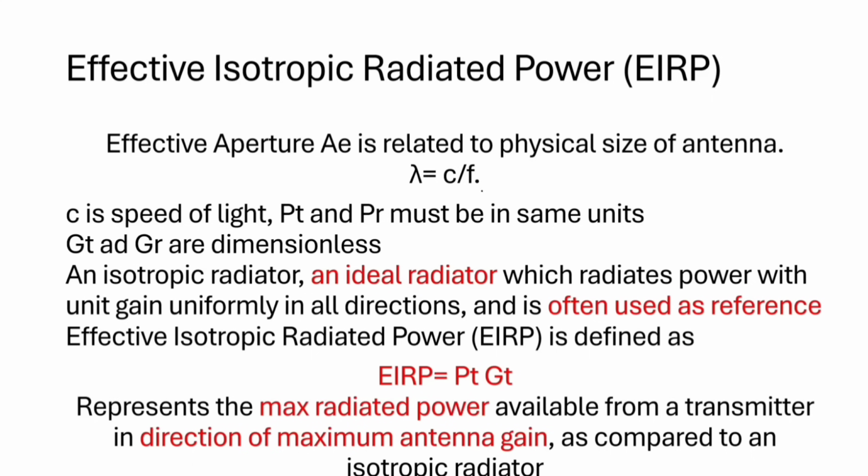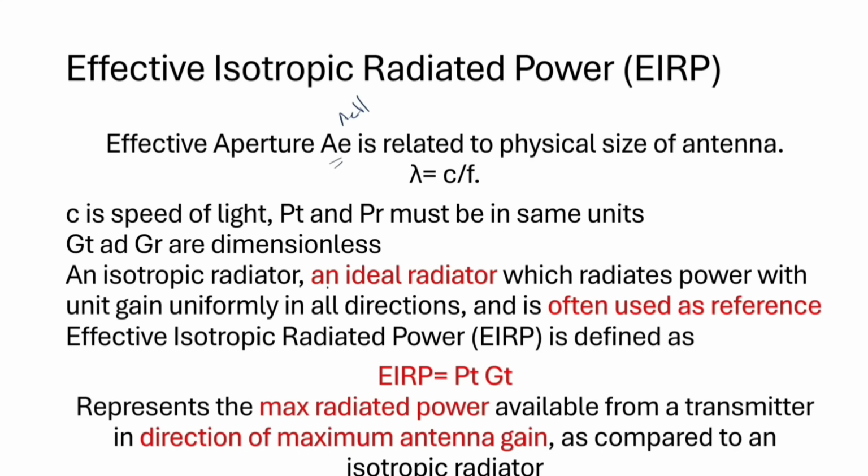Next and very important term is EIRP, effective isotropic radiated power. It depends on the effective aperture AE or AEFF. It is related to the physical size of the antenna. Lambda is equal to C divided by F, where C is the speed of light. We assume that PT and PR must be in the same units, and we know that GT and GR, the gain of a transmitting antenna and the gain of a receiving antenna, are dimensionless.